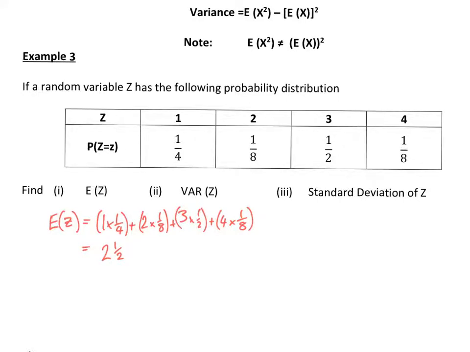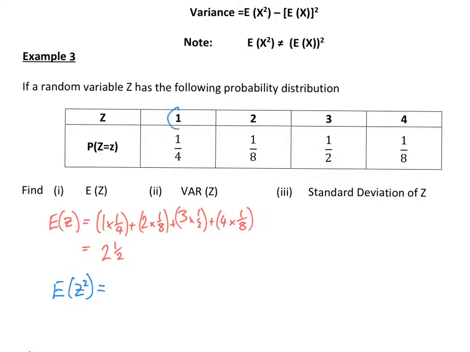However, we're asked then to find the variance of z. And if you remember up here, we have the variance is the expected value of x squared minus the expected value of x all squared. Now we've got this second bit here already, it's 2.5. We're going to square that later. But the first thing that we would want to find then is what's the expected value of, in this case, z squared.